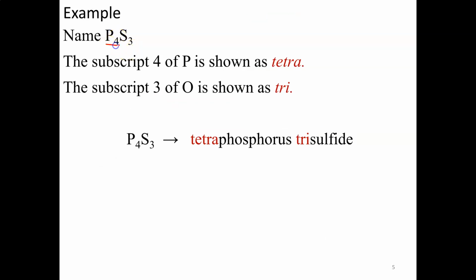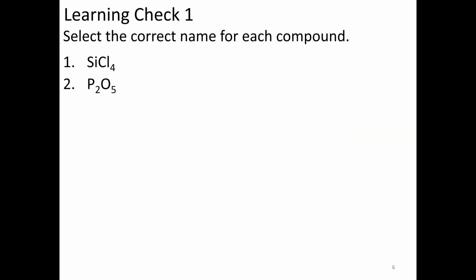I see 4 phosphorus, so that's tetra. I see 3 sulfur, that's tri. Here's my name: tetraphosphorus trisulfide. Notice I didn't crisscross and look at the periodic table for the charges, none of that stuff. All you have to do is relate whatever subscript it is with the proper prefix for that, and you're done. That's all you gotta do, really simple.